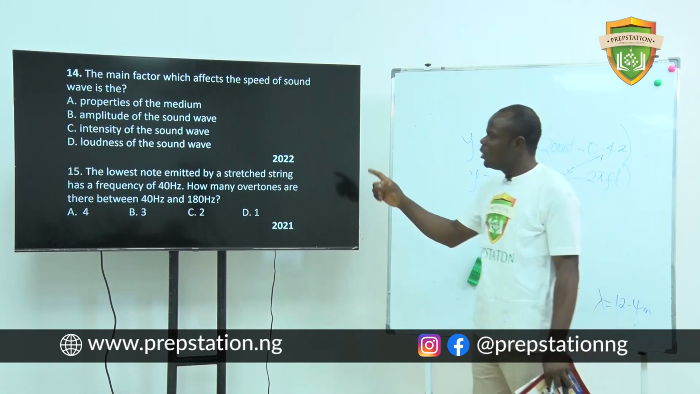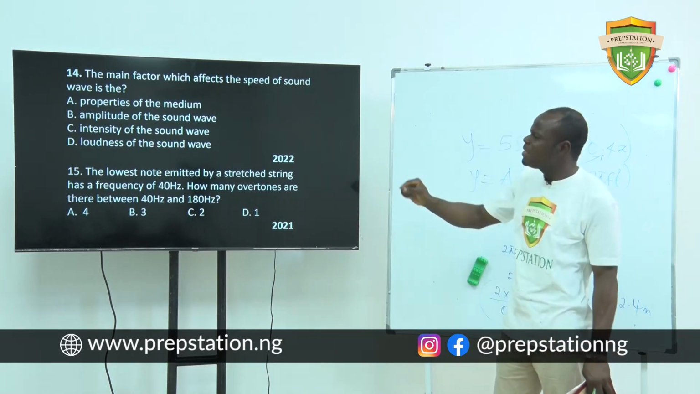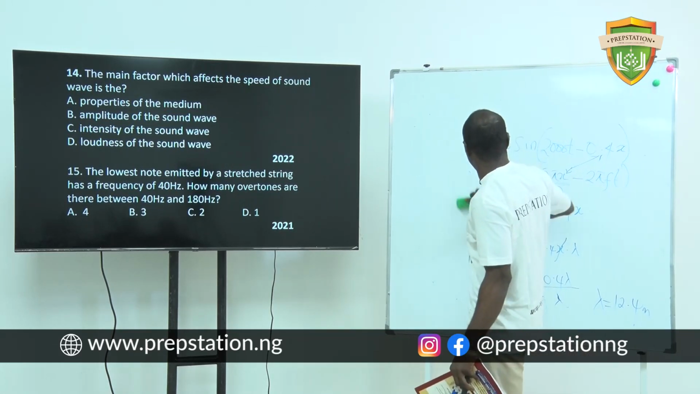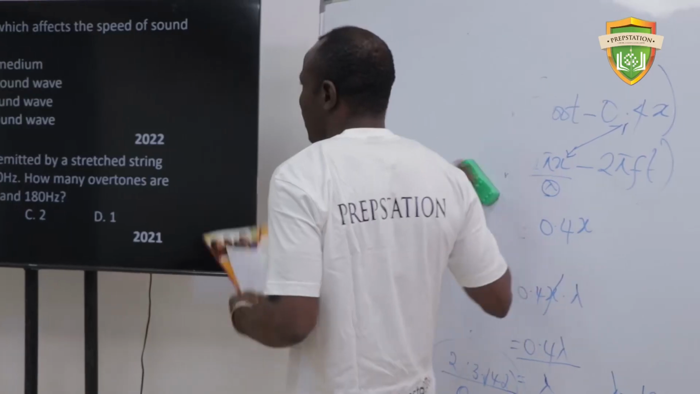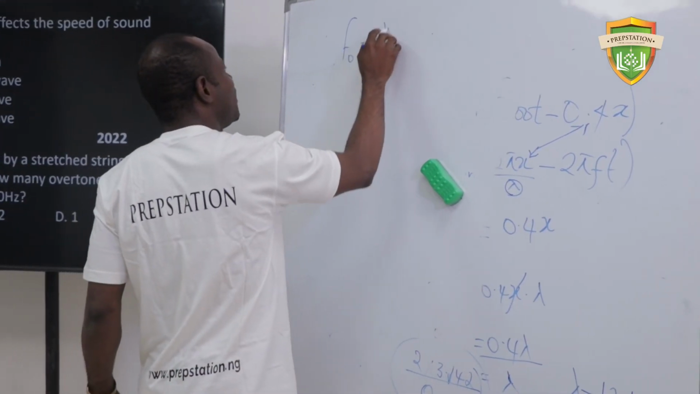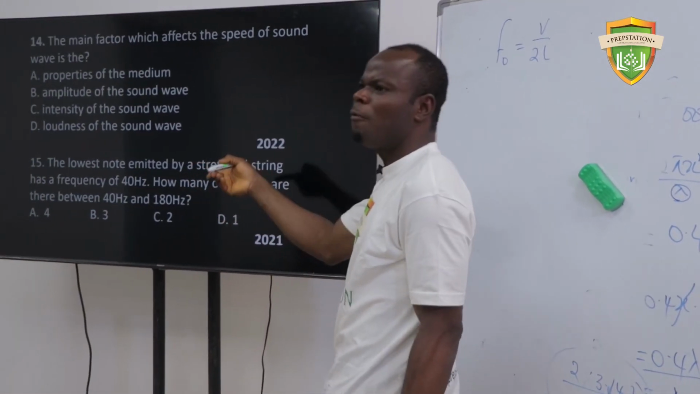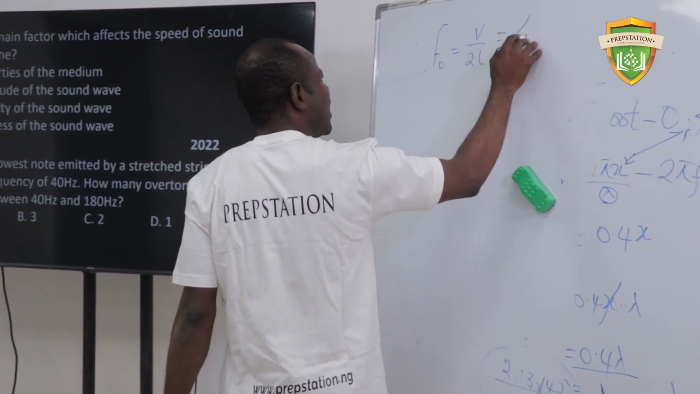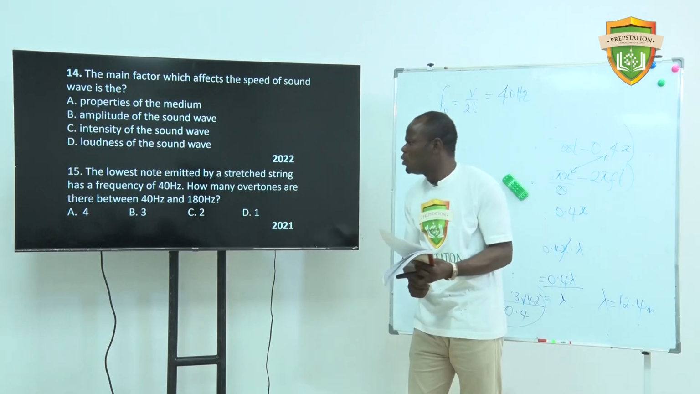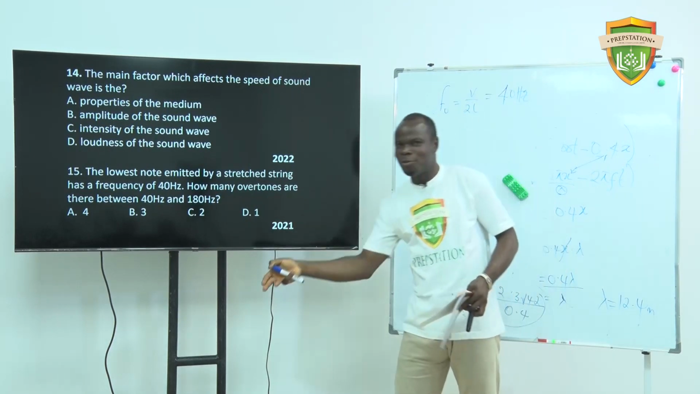And it says, the lowest note emitted by a stretched string has the frequency of 40 Hz. Don't forget from what we had earlier, our fundamental note F0 for a string is V over 2L. I'm sure you have not forgotten that. And now we are given it to be 40 Hz. What is now the question? He said, how many overtones are there between 40 Hz now and 180?